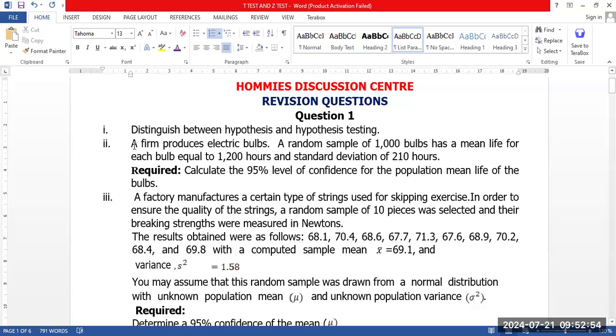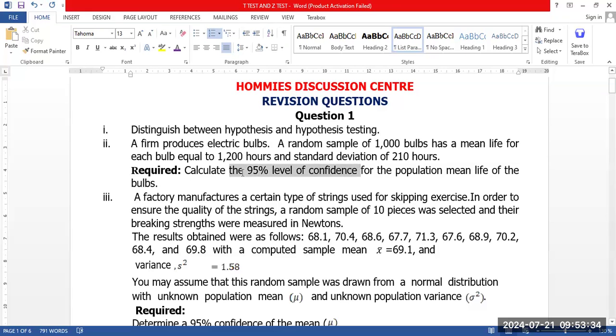Question 2. They are telling us that a farm produces electric bulbs. A random sample of 1,000 bulbs has a mean life for each bulb equal to 1,200 hours and a standard deviation of 210 hours. Required: calculate the 95% level of confidence.